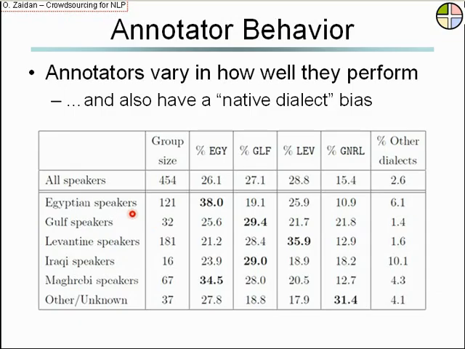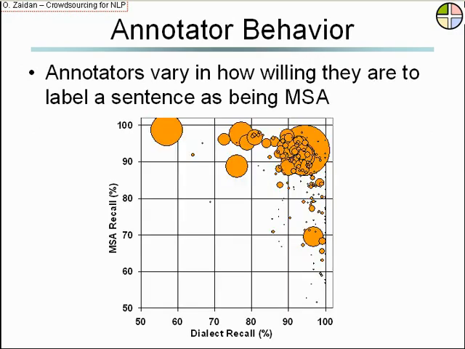If you look at the group of all Egyptian speakers, you'll see that they over-identify Egyptian on the sentences that they annotate, and the same is true for Gulf speakers and Levantine speakers. And another variance in how annotators perform this task is their MSA bias. So this is a chart where each data point represents a single annotator. The size of the data point represents how much work they've done for us. So this big circle right here represents our most prolific annotator.